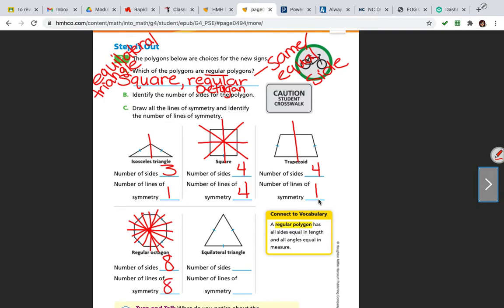8 lines of symmetry. Hope y'all do better with your pencils. An equilateral triangle has 3 sides because it's a triangle. How many lines of symmetry? So for a triangle we draw from a point to half, from this point to half, this point to half. So it has 3 lines of symmetry.